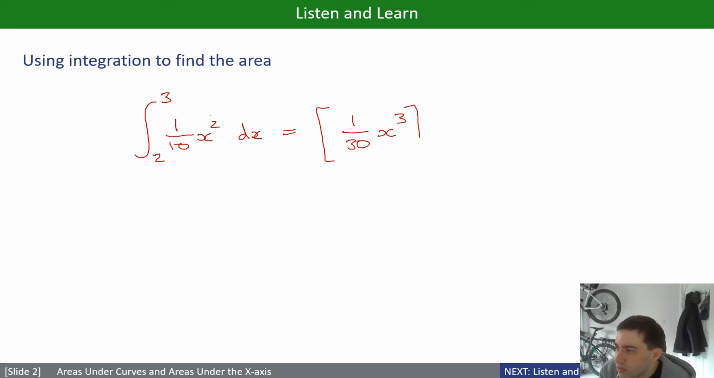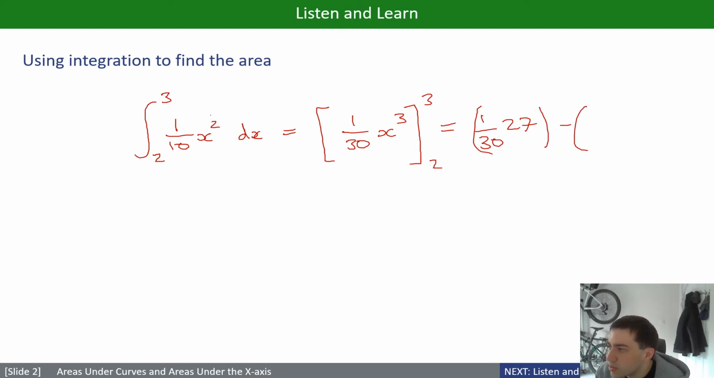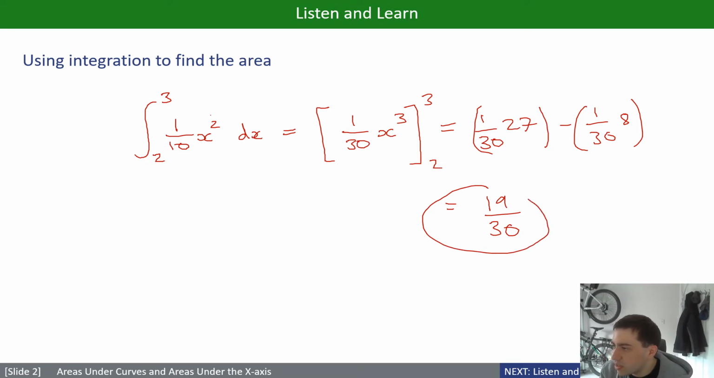Now let's work out what this is. So I do the integration, put in my limits here, and that's going to give me 1 over 30 times 27, 3 cubed, minus 1 over 30 times 8, which is 2 cubed. So all in all, I've got 27 minus 8 all over 30, so that's 19 over 30. And that's it. That's the actual exact precise answer for the area under that curve.